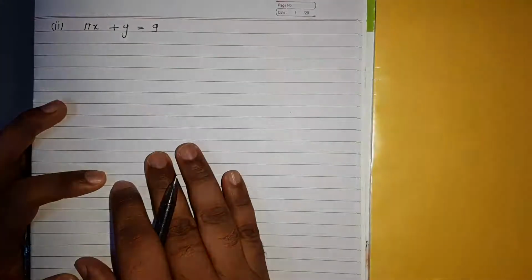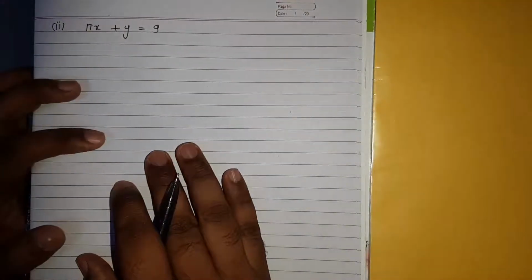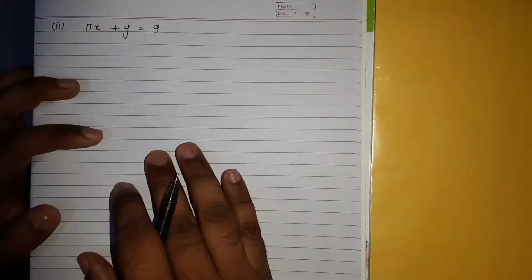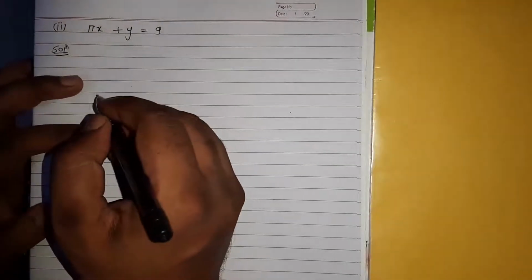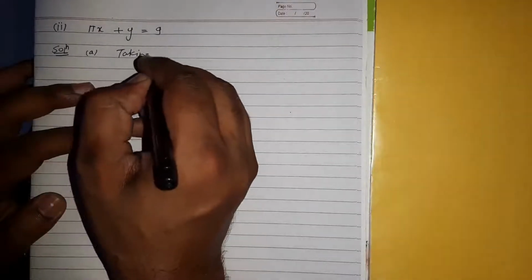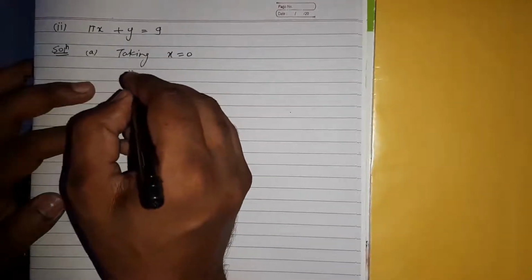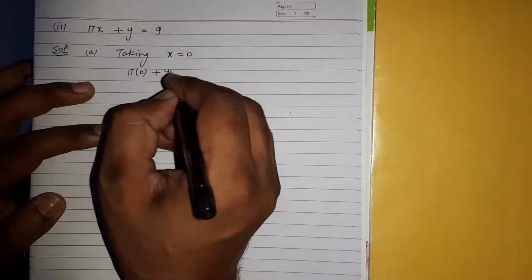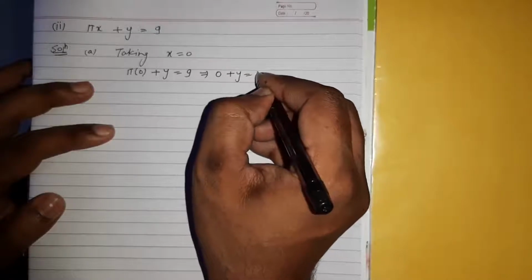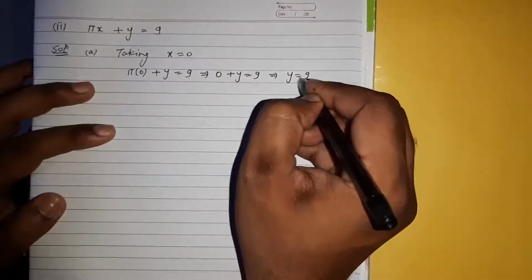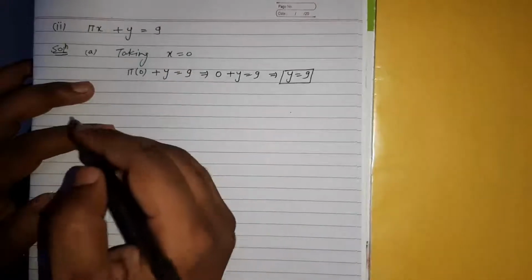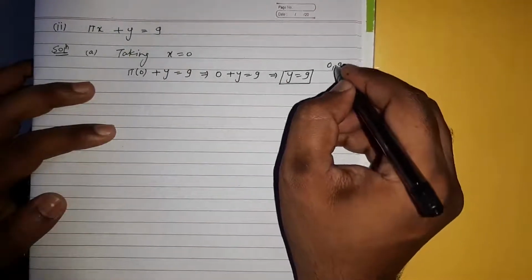The second part of this question is pi x plus y is equal to 9. The solution is, first I am taking the value of x as 0. Put the value of x, 0, in this equation, so it will be pi multiplied by 0 plus y is equal to 9. So pi into 0 is 0, plus y is equal to 9, so the value of y is equal to 9. So the first solution is 0 and 9.